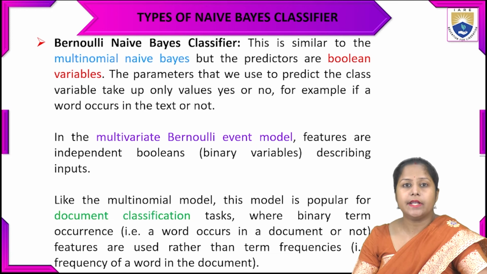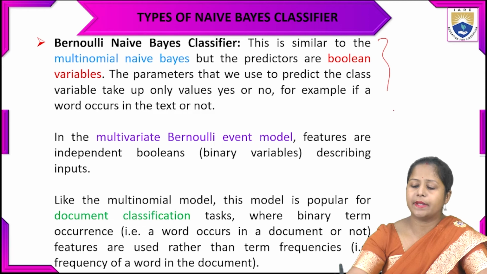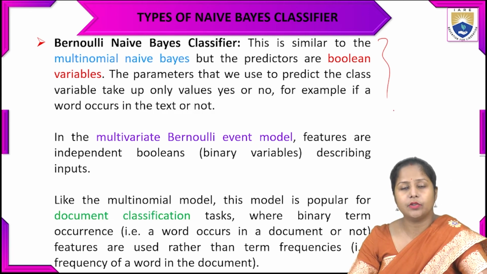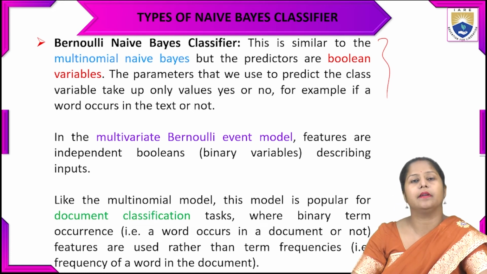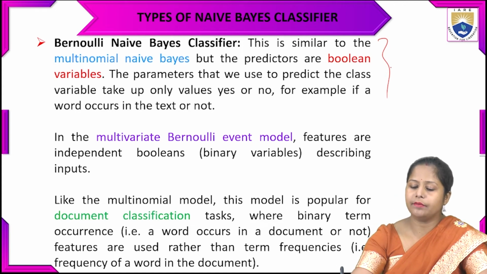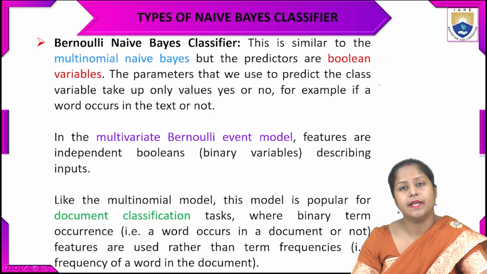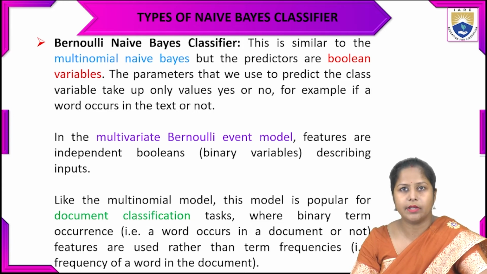Second is Bernoulli naive Bayes classification. This classifier is similar to the multinomial naive Bayes classifier, but it predicts Boolean variables, whereas the multinomial deals with non-Boolean variables. Here we classify the variables into the Boolean type. The parameter that we use to predict the class variable takes only two values, yes and no. So if the data has yes and no class variables, we use the Bernoulli naive Bayes classifier.